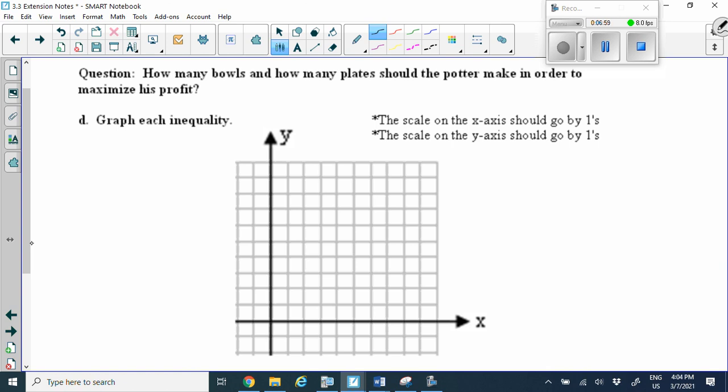Now, on here, it will tell you what the scale on the X and Y axis go, just because on different problems, and I'll do this for the homework assignment as well, sometimes the numbers get large, sometimes they're small, so I will tell you what the scale is for the X and Y axis to make it easier.